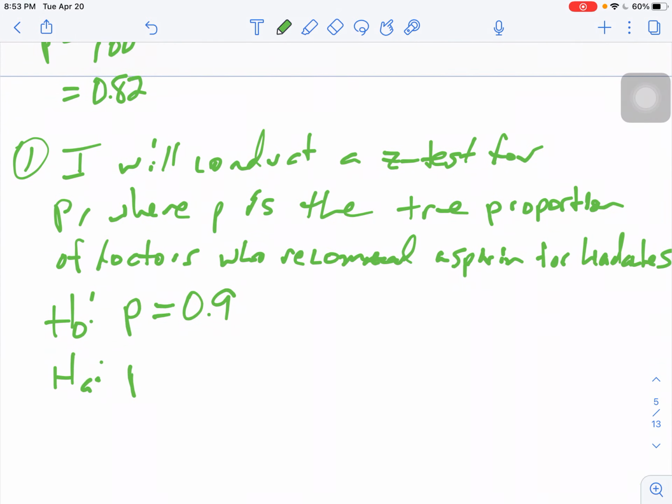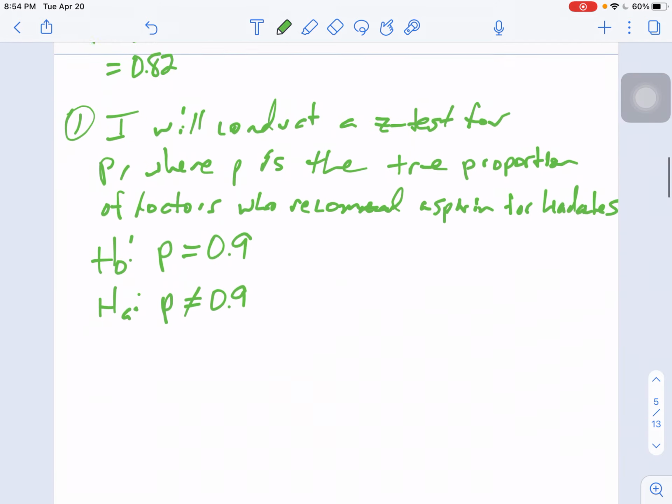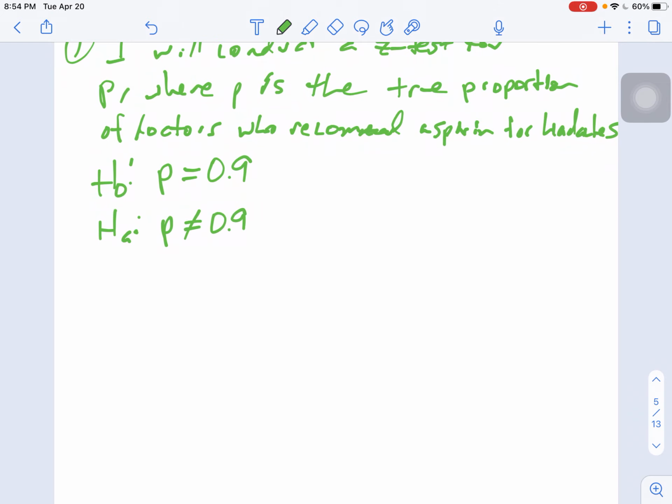This one we haven't really seen before, but this is what we call a two-tailed test. So it's going to be a not equal to alternative hypothesis. We're not really trying to show that more than 90% of doctors recommend aspirin or less than 90%. We're just trying to show that this claim from the commercial is false. It's not 9 out of 10. I'll talk about what to do when we have to consider this not equal to alternative; this will come back up in step 3.